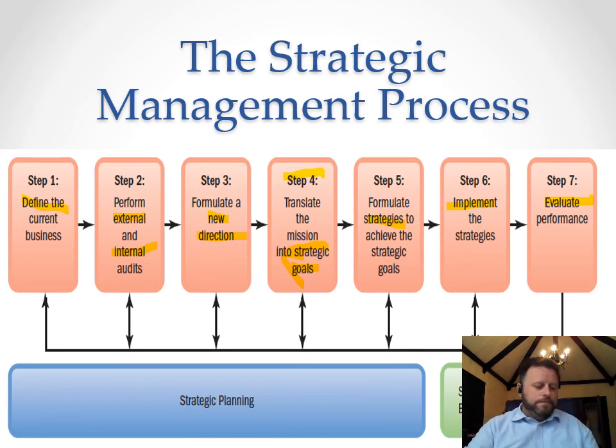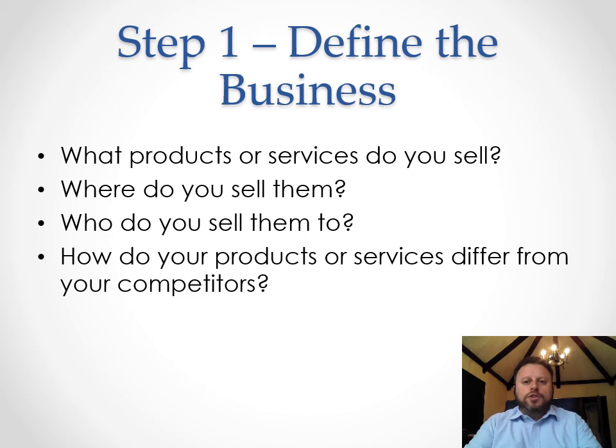What does that mean? Well, what kind of products do we sell? What are our services? Who do we sell them to? Where do we sell them? How is this different from other markets that are selling? So if we're running an English teaching school, what do we sell? Well, we sell English lessons. Do we also sell products?